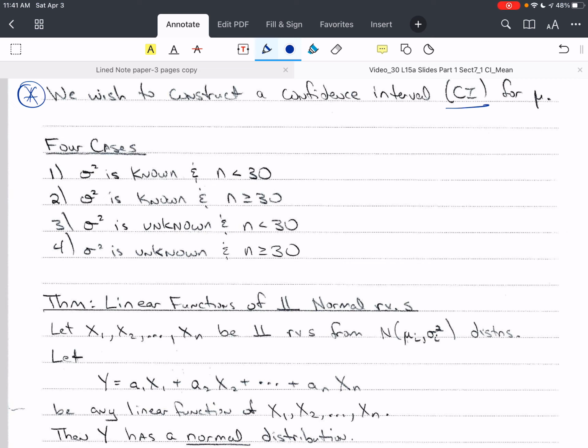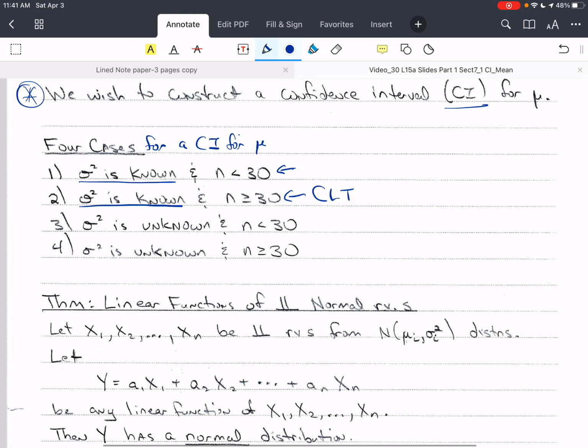We are going to look at 4 cases for a CI for mu. The first 2 cases, we're going to say that sigma is known. This is an unlikely event in real life, but it does happen occasionally. And then when sigma is known, we have 2 different situations. We have a small n, n is less than 30, and we have a large n, n is greater than or equal to 30. So the CLT applies here.